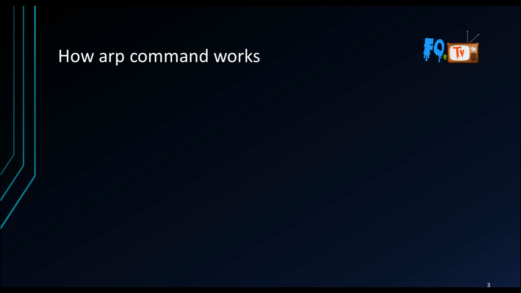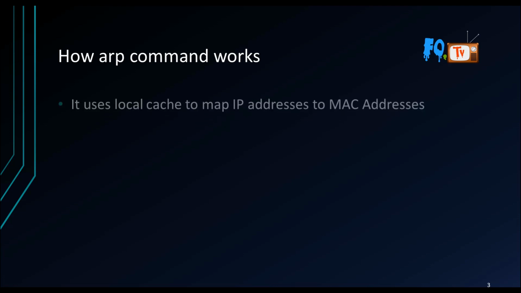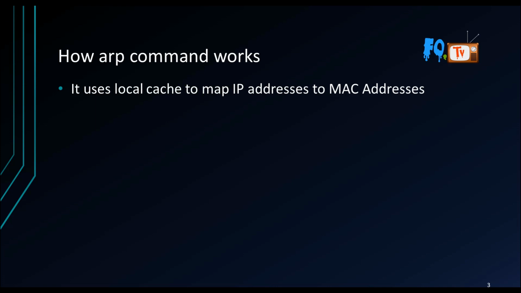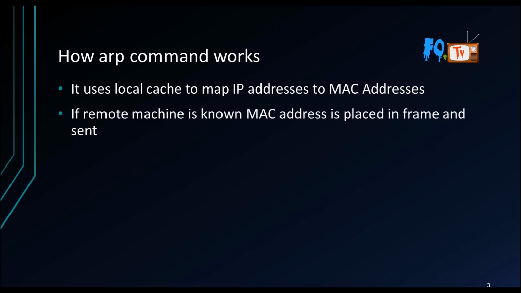Just now we saw that the functionality of the Linux ARP command is to determine the IP address and MAC address of the remote host, attach that physical address to the packet and send it. It uses a local cache to map IP addresses to MAC addresses, which means they are not permanent records. It uses a file and writes the records there, which is the local cache.